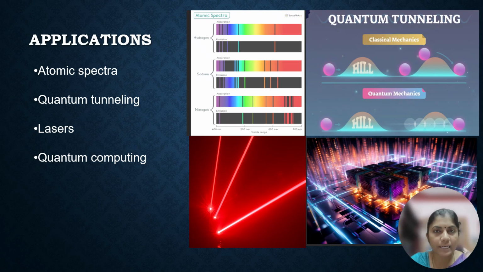Next is quantum tunneling. Classically, a particle cannot cross a barrier higher than its energy, but quantum mechanics allows a small probability that it tunnels through. This is called quantum tunneling. It explains phenomena like alpha decay in nuclei and is the principle behind devices such as the scanning tunneling microscope. Without tunneling, nuclear fusion in stars would not occur.